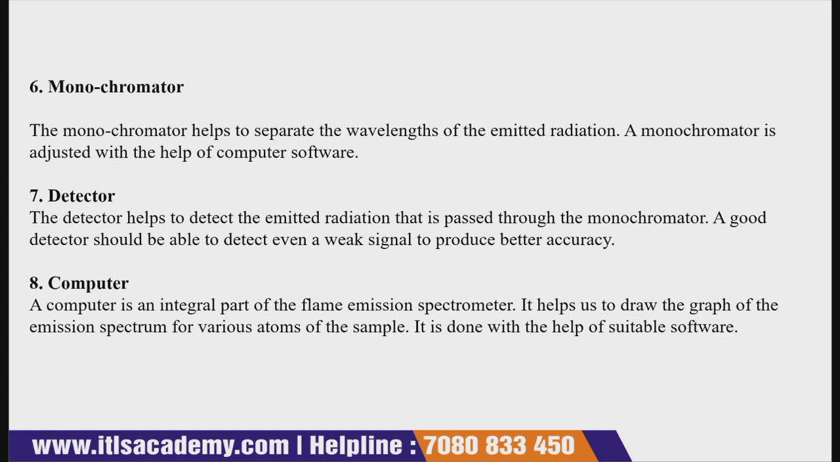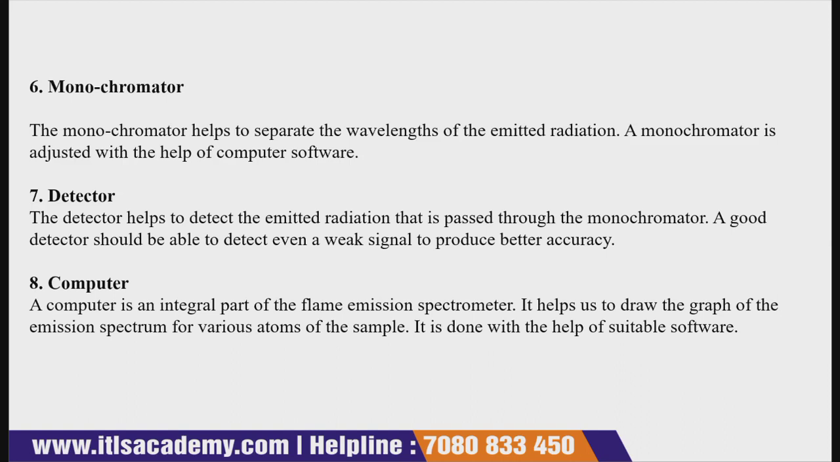Okay, now comes the sixth component of the instrumentation, that is known as the monochromator. The monochromator helps to separate the wavelengths of the emitted radiation. A monochromator is adjusted with the help of computer software.